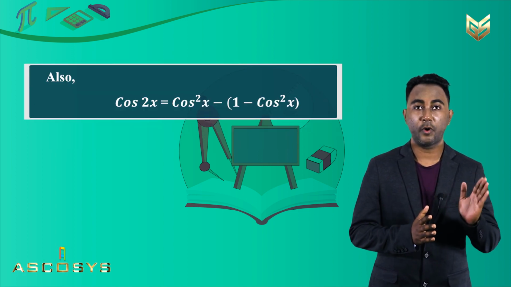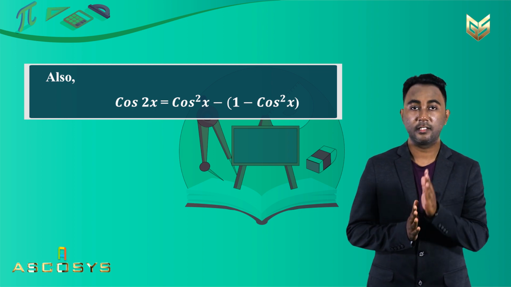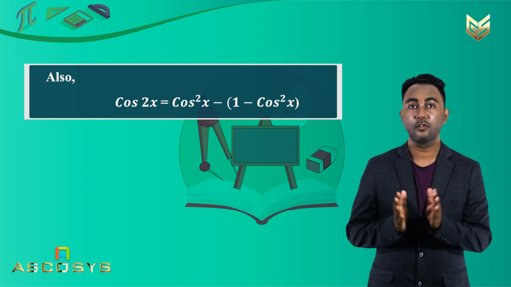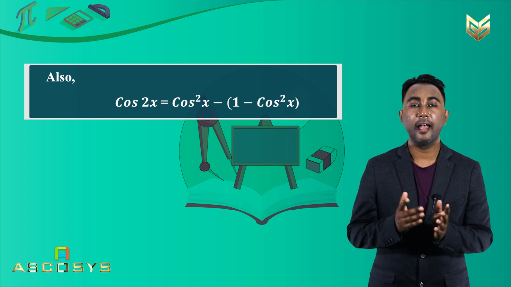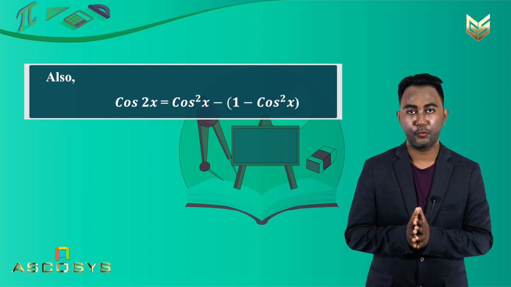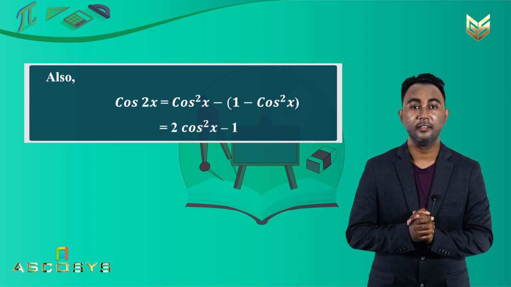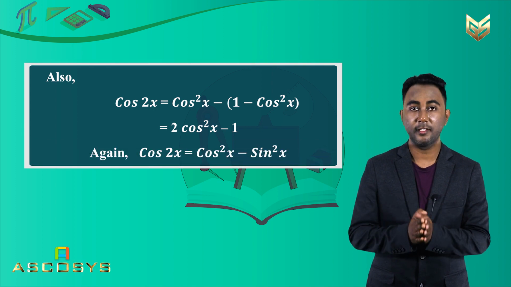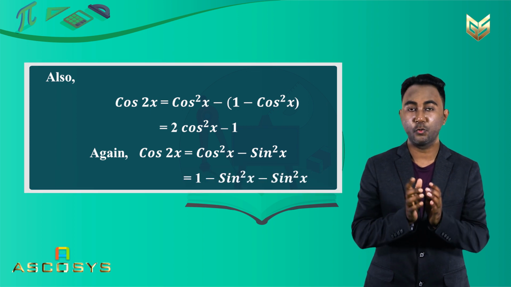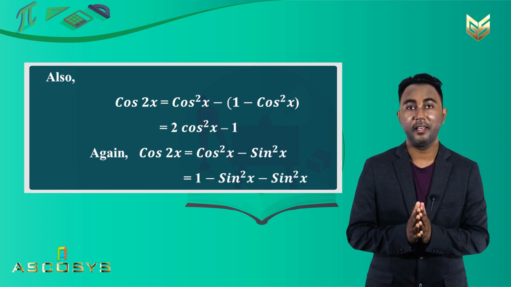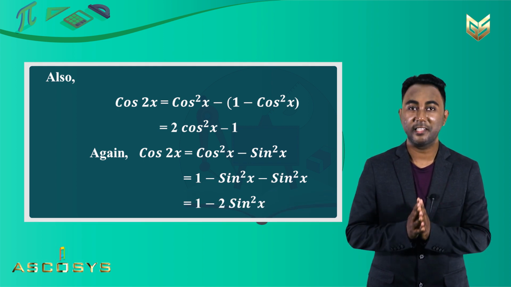Now, since cos of twice x is equals to cos square x minus sin square x, then sin square x we can write as 1 minus cos square x, because sin square x plus cos square x equals to 1. And if we do that, we will get cos of twice x is equals to twice cos square x minus 1 as shown on the screen. Now, cos of twice x is equals to cos square x minus sin square x. In this, we replace cos square x by 1 minus sin square x and we get cos of twice x is equals to 1 minus twice sin squared x.